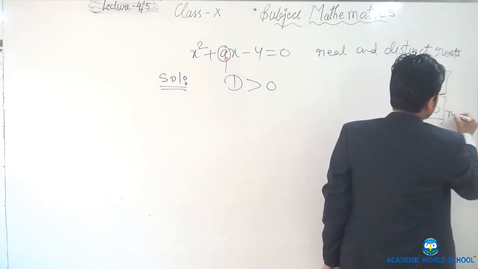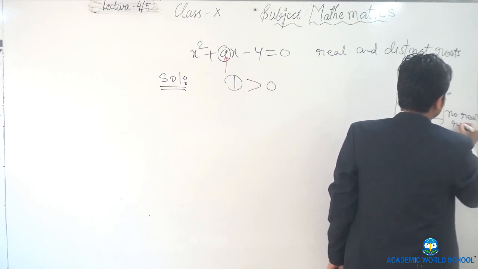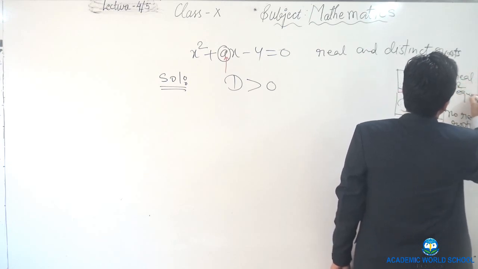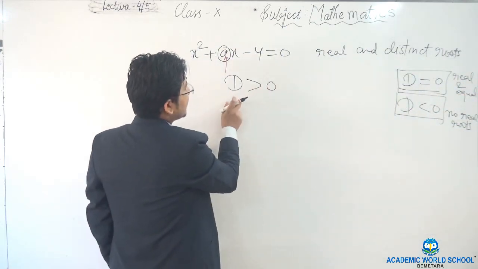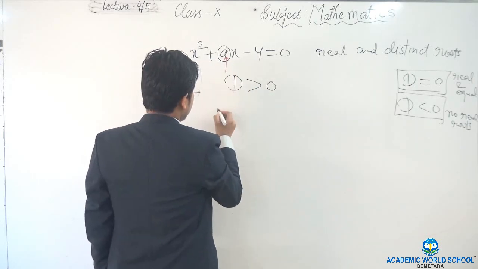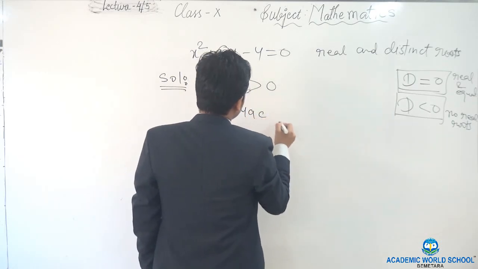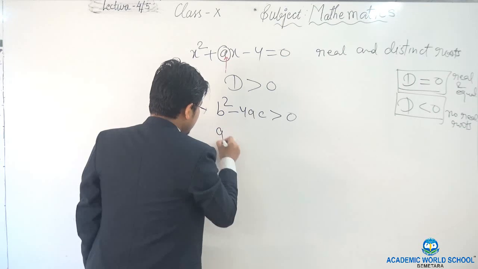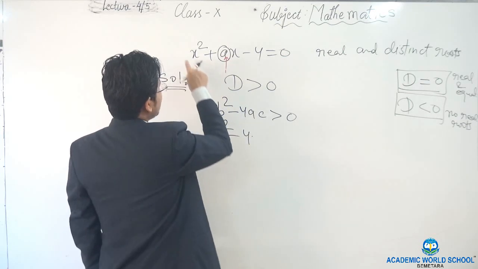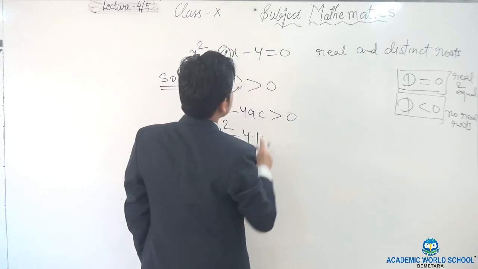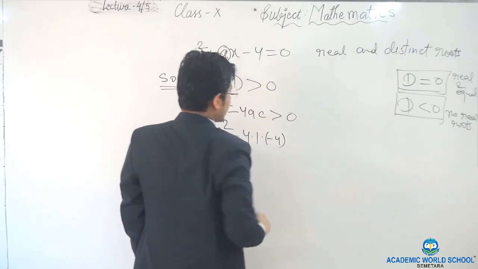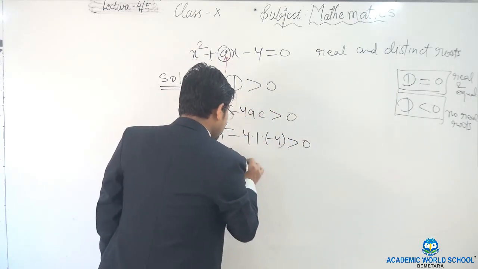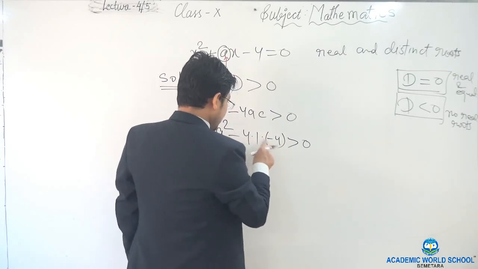This is real and equal, and this is real and distinct. So what is D? D is equal to b square minus 4ac, and it should be greater than 0. What is the value of b? b is a. So this is a square minus 4 into the value of a, which is 1, into the value of c, which is minus 4, and this is greater than 0. So this is a square plus 16.